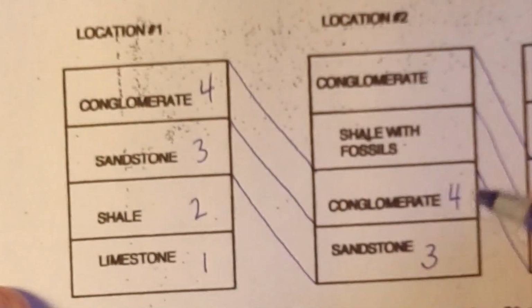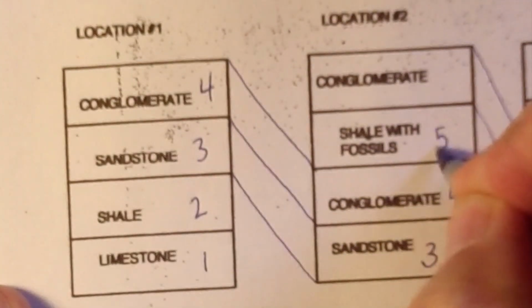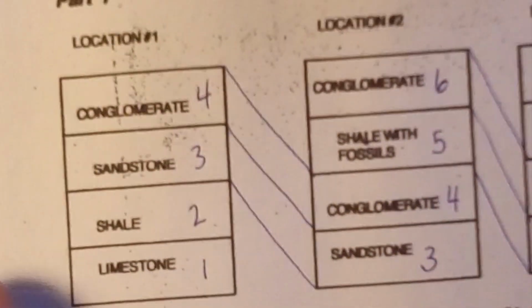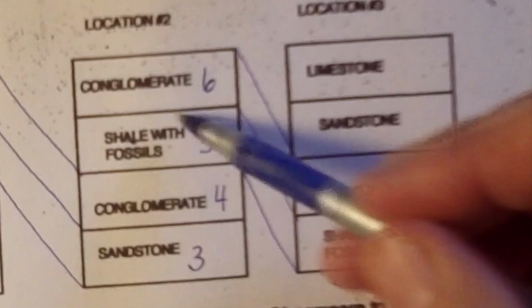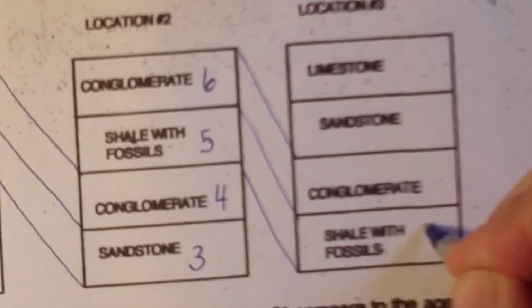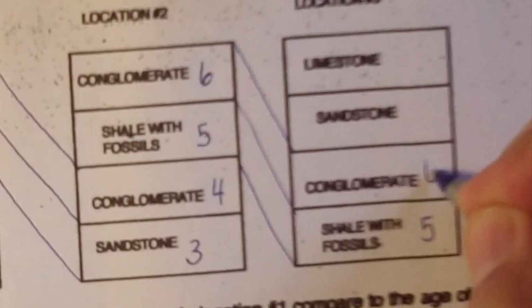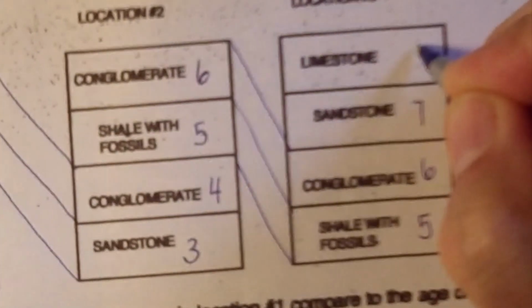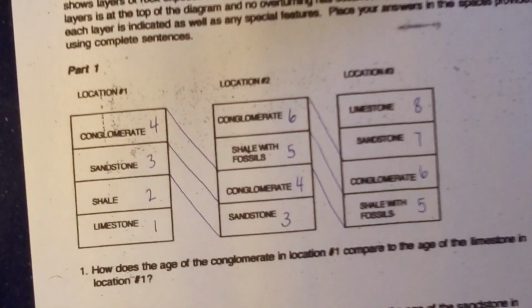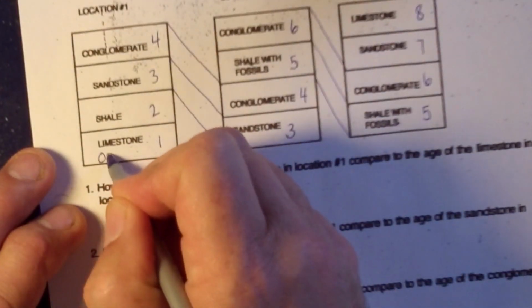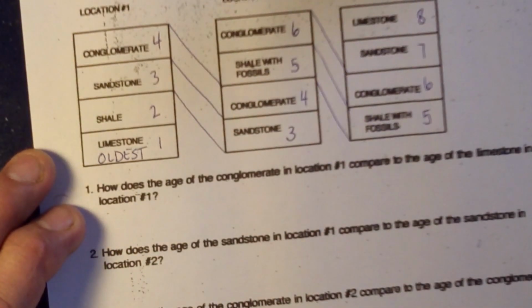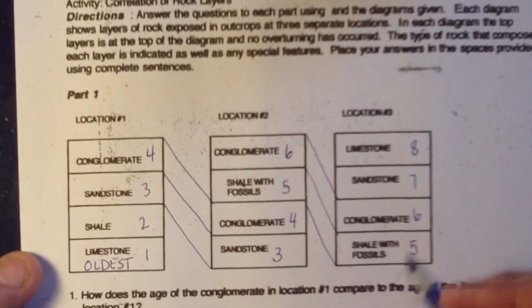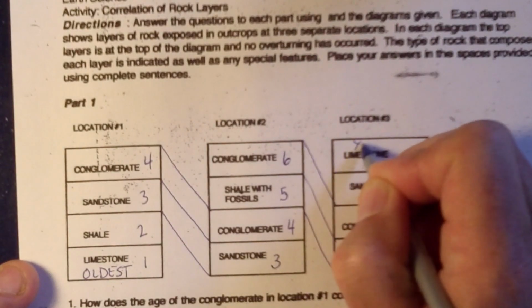This matches up with the 4th layer deposited. This is the 5th layer deposited, and this is the 6th layer deposited. Now, since this number 5 matches up with this over here, the shale with fossils matches up, this is a 5, this is a 6, this is a 7, and this is an 8. And right away, this allows me to tell a couple things. This is the oldest rock layer of all the locations. And this one over here, this is the youngest.